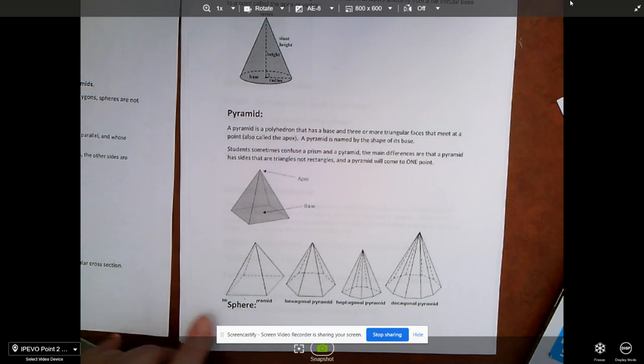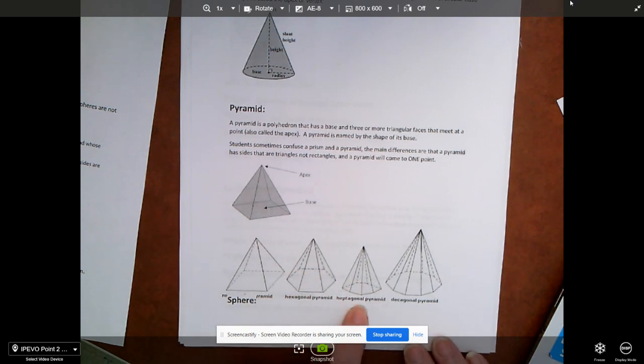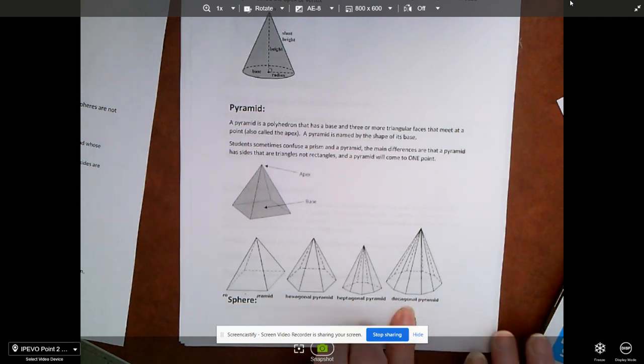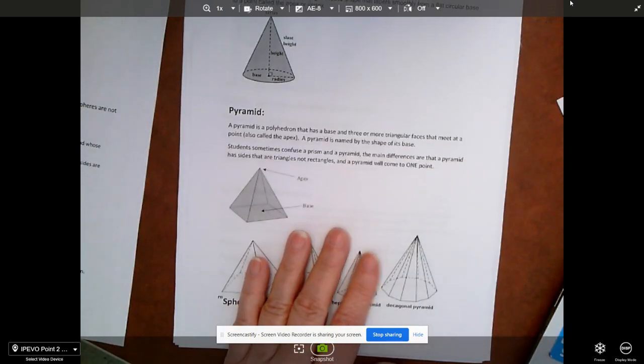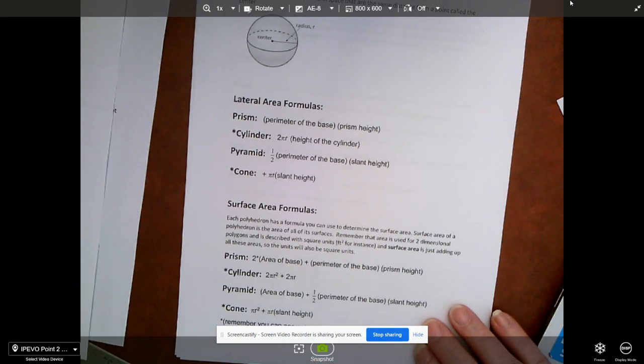Just like you name a prism by its base, you're going to name a pyramid by its base. This would be a square pyramid because the base is square. If it was a rectangle, it'd be a rectangle pyramid. The base here is a hexagon, so it's a hexagonal pyramid. This one has 7 sides, so it's a heptagonal. This one has 10 sides, so it's a decagonal pyramid. And then, of course, you have a sphere.